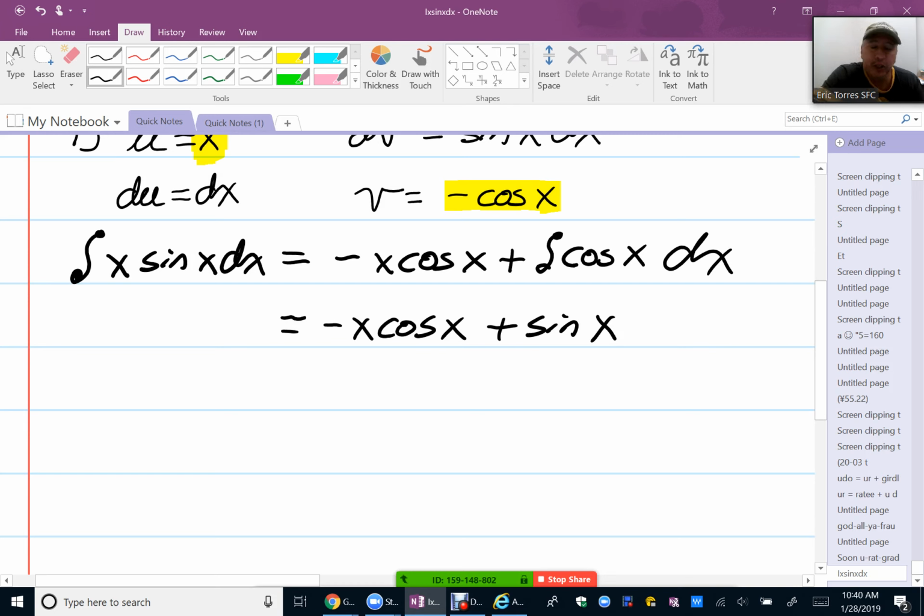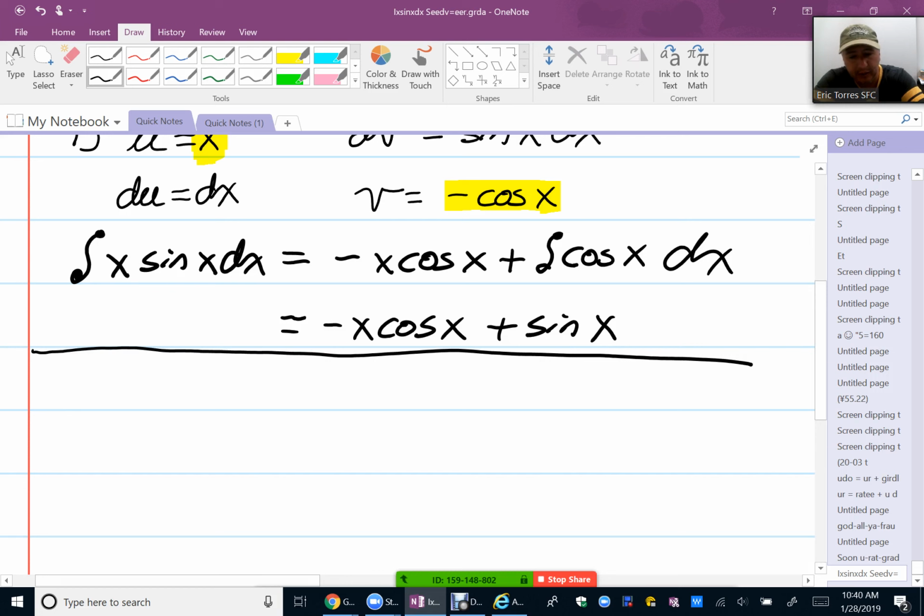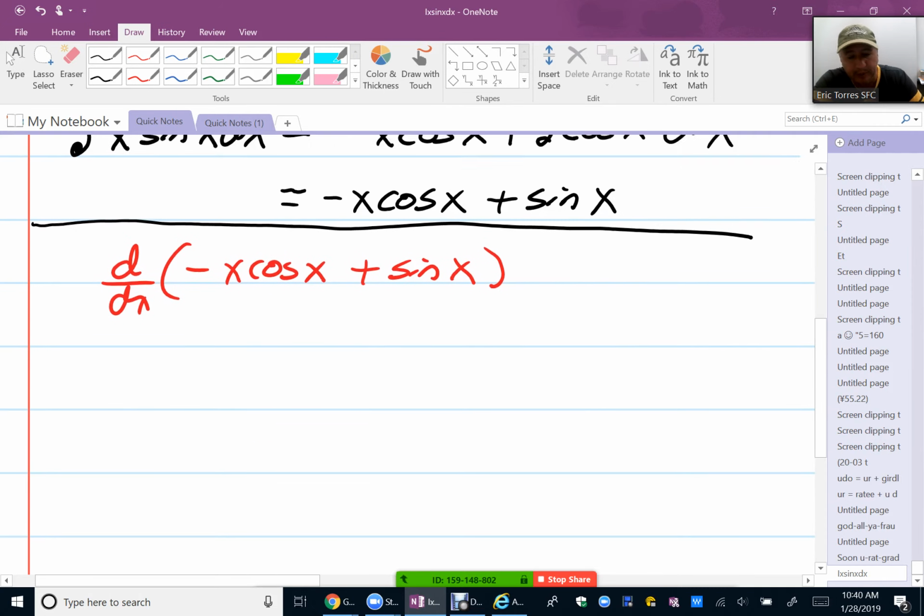Now, of course, you can check your work by taking the derivative of the left side and making sure that it gives you the actual right side, so we can check our work. Again, this is my final answer. So just checking the work, I'm going to take the derivative with respect to x, and I'll leave it written as it is, of negative x cosine of x plus sine of x. And again, I'm just checking my work at this point.